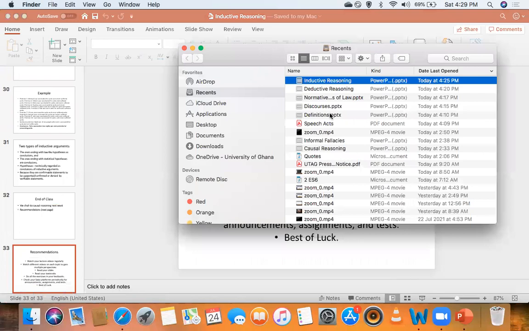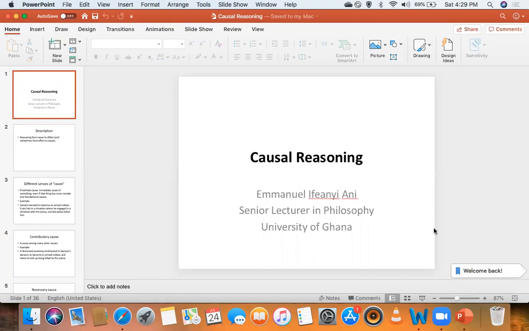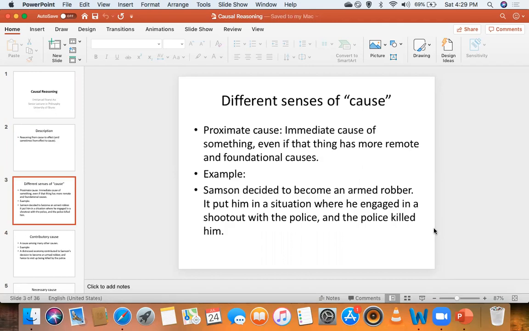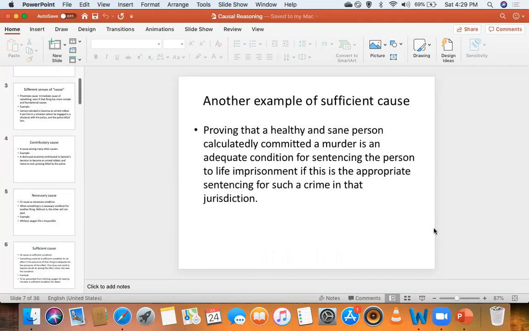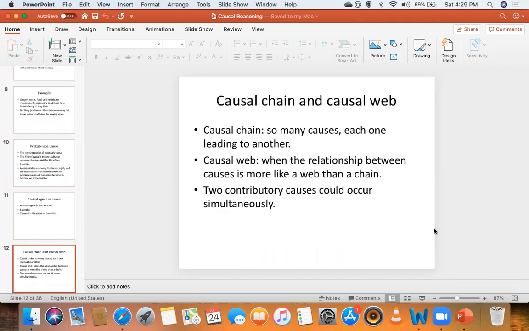Our next stop was causal reasoning. Now, causal reasoning is a type of inductive argument. Of course, causal reasoning cannot have the kind of accuracy of deductive arguments. So causal reasoning is automatically in the category of inductive arguments. And it's a kind of inductive argument that is reasoning from cause to effect, and sometimes from effect to cause. We saw the different senses of the word cause. We saw proximate cause, we saw contributory cause, we saw necessary cause, sufficient cause, we saw causal agent, we saw probabilistic cause, we saw causal chain and web.